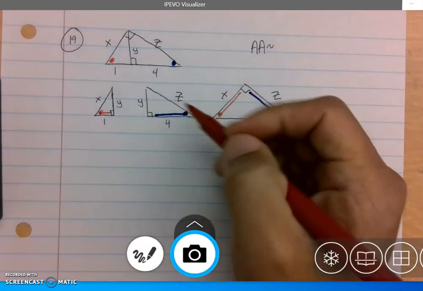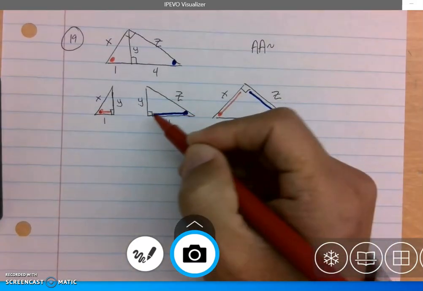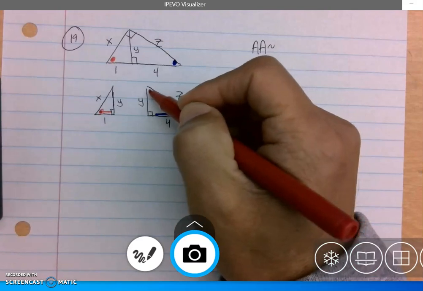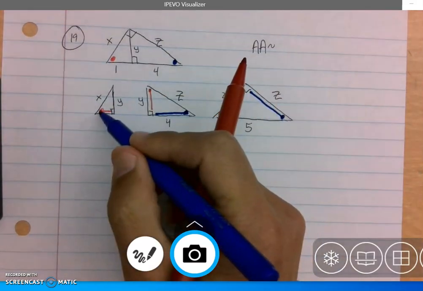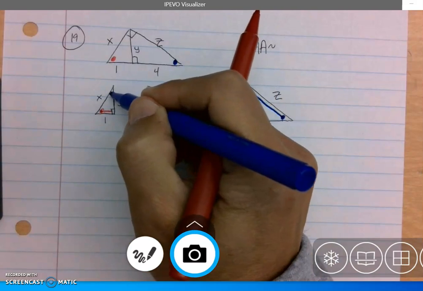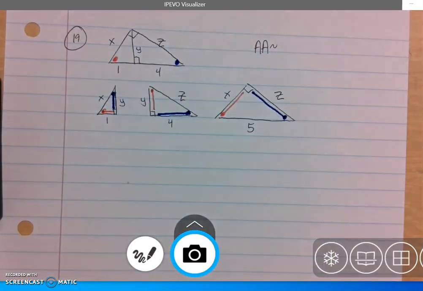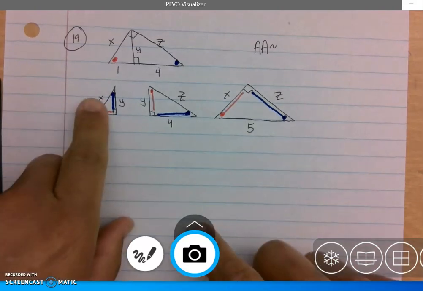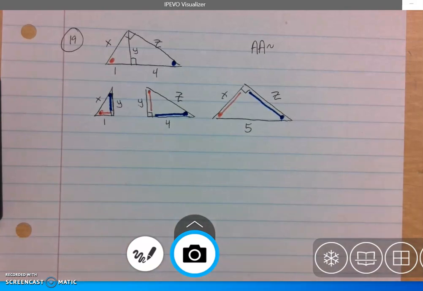And then if this is the blue angle and 90 degrees, this has to be the red angle. If this is the red angle with the 90 degrees, this has to be the blue angle, because all triangles add up to 180 degrees. They all share 90 degrees, they all share a red and a blue angle. Again, I don't know what the degrees are, but it doesn't really matter. Okay, so this visually shows that the 3 triangles are similar to each other, and we're going to solve for both x, y, and z. We're going to set up 3 different proportions to solve for each one.